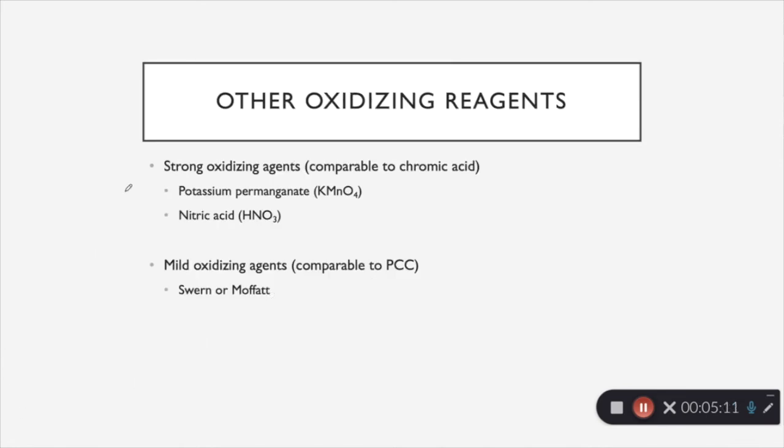So here are some other oxidizing reagents. We have some strong oxidizing reagents which are comparable to chromic acid. You can use potassium permanganate or nitric acid. And then a couple of mild oxidizing agents which are comparable to PCC are going to be Swern or Moffatt.